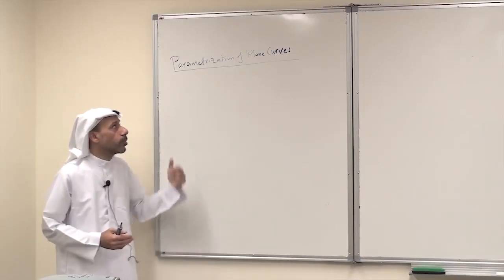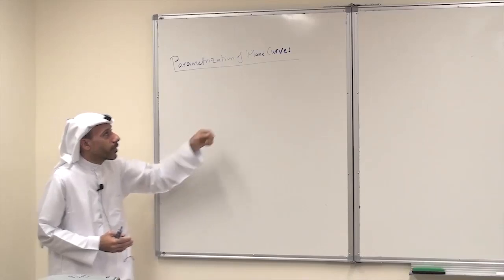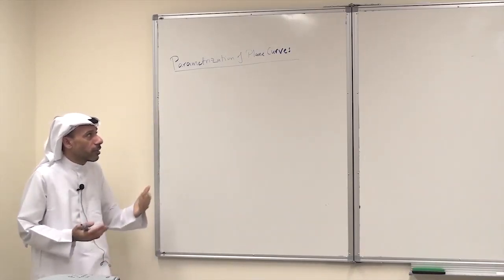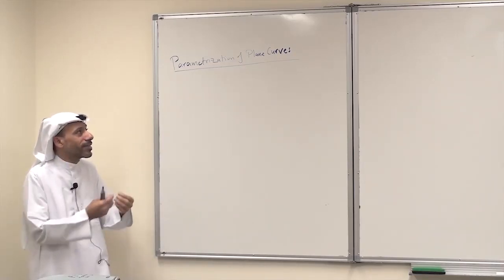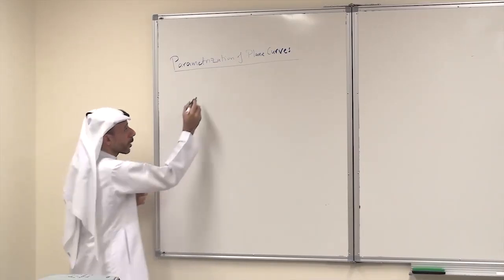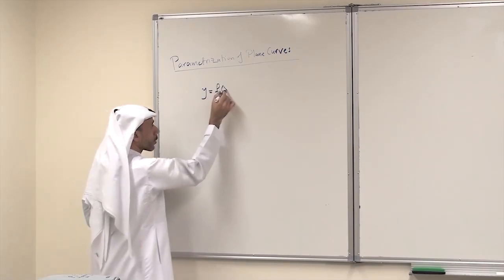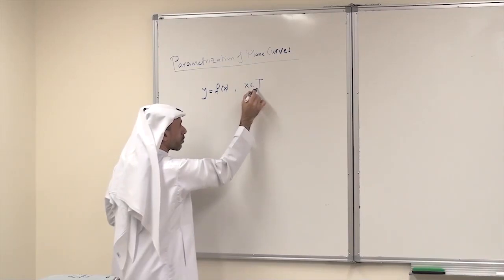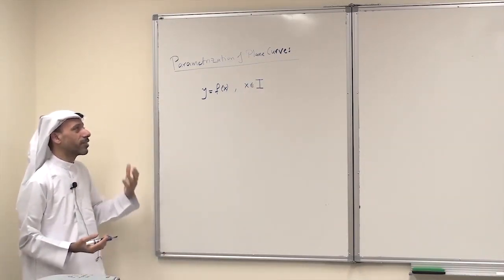Now we consider the problem of parameterization of plane curves, that is, describing a curve in the plane by parametric equations. In general, it is not easy, but we'll consider one simple way to parameterize certain curves. And these curves are the ones given by the equation y equals f of x, where x is in some interval. Any curve described in this form can be parameterized very easily.